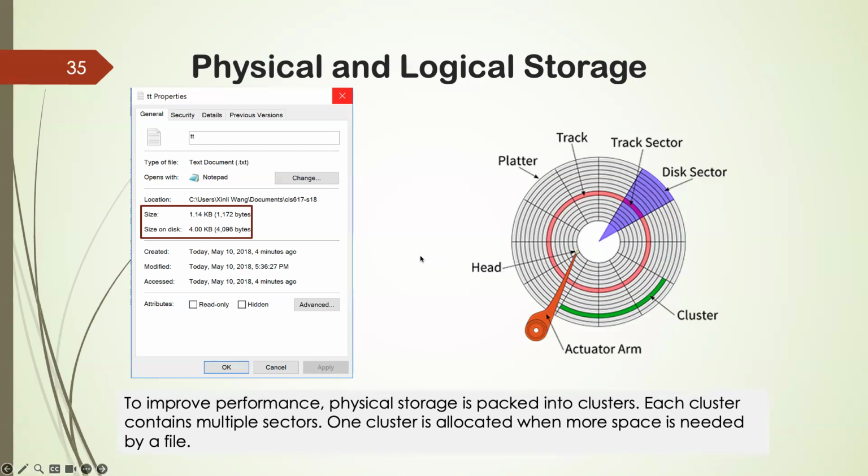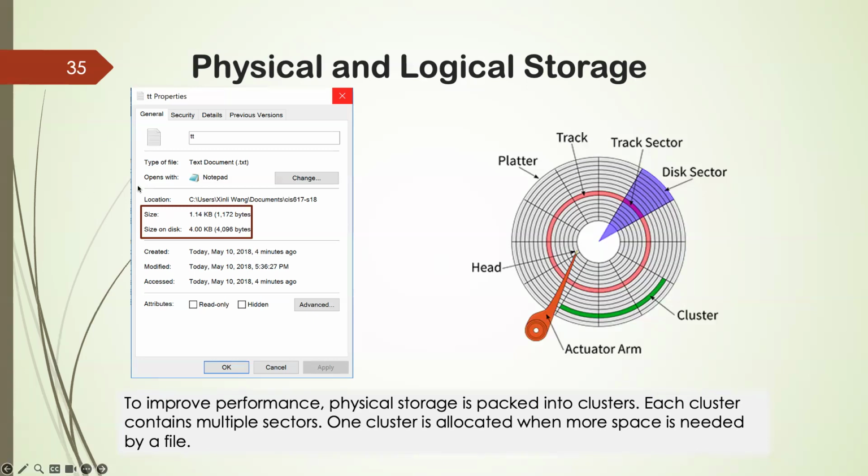So even if your content is way less than that, even if it's 1 or 2 bytes, the file system will allocate one complete cluster for that. That's why you see these two different sizes. The size is the total size of the actual data of the user, in this case the data size for tt.doc, and size on disk is the total size of the clusters allocated for this particular file.